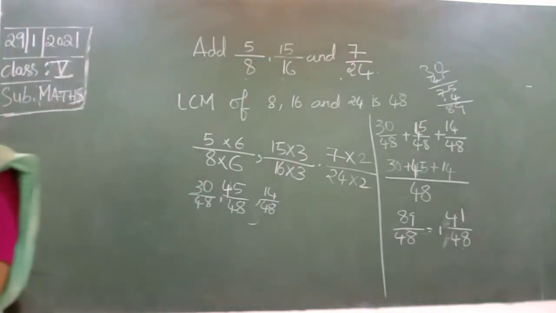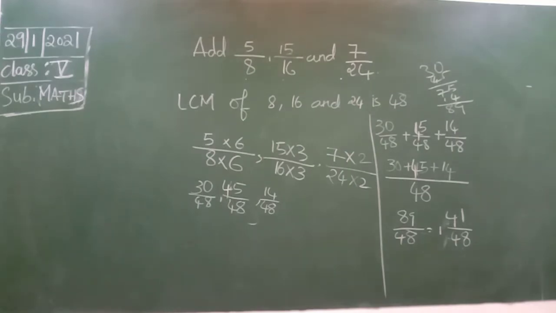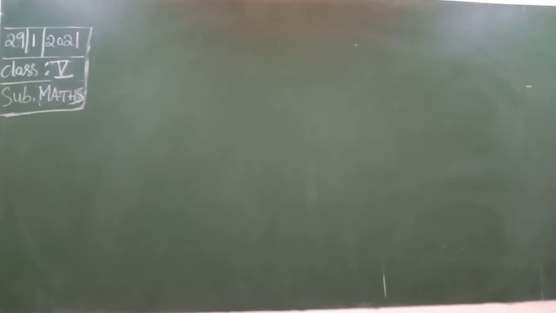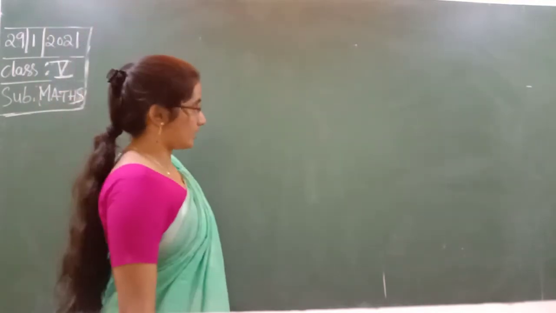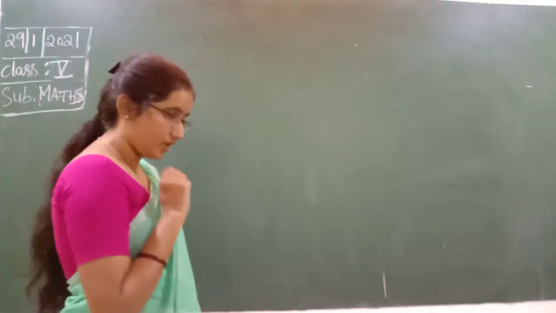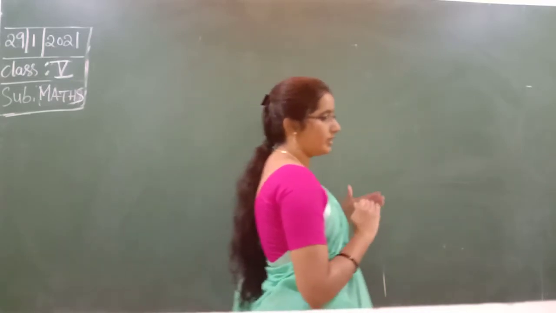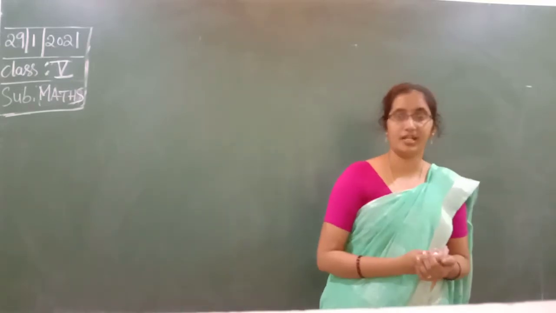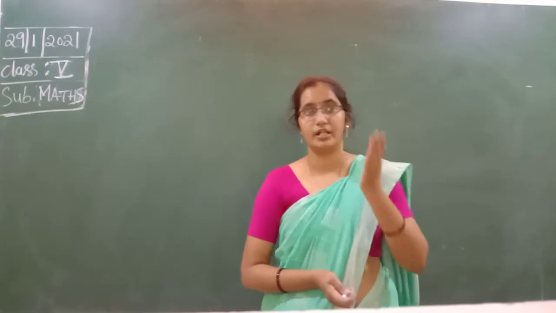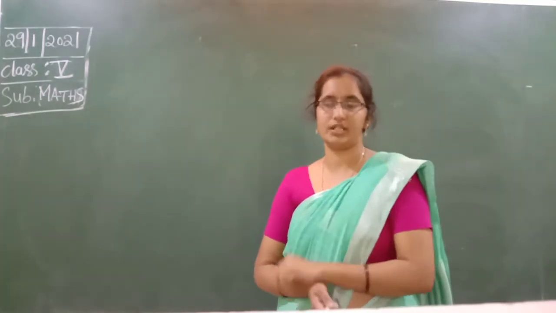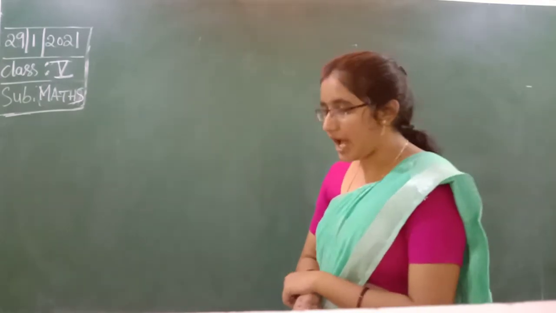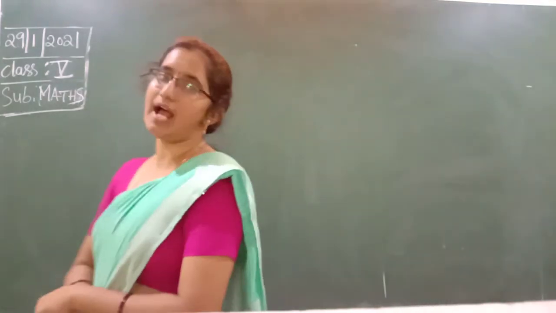Now the next section is adding mixed fractions. First, when they give a question in mixed fractions, we have to convert them into improper fractions. Then we have to convert those improper unlike fractions into like fractions. Then we have to add the numerators, and that is the answer.